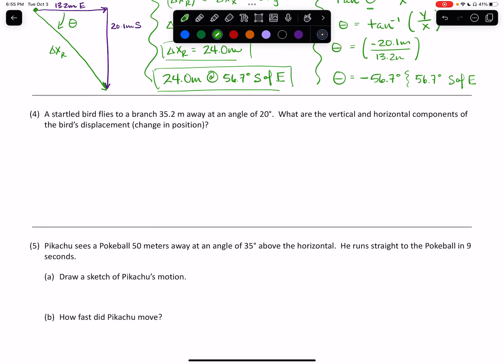Let's look at this next one. A startled bird flies to a branch that is 35.2 meters away at an angle of 20 degrees. Let's specify this is above the horizontal, because without that information you don't really know what that 20 degrees is in reference to. Now we're going to draw that vector. In general, it'd be about like this, 20 degrees above that horizontal, which means we can draw in our two vector components.